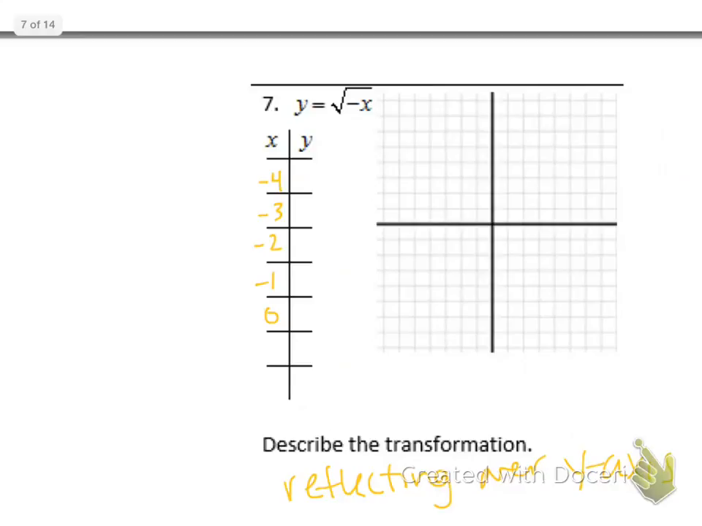Okay, so if I press second table, I'm starting at -4, so that is 2, 1.7, 1.4, 1, and 0. So I start at 0, 0. I go left 1, up 1. I go left 2, a little bit above 1. I go left 3, up a little bit past that, and then left 4, up to 2. Okay, so you can see how it's reflecting over your y-axis because your original was this, and this is your y-axis.